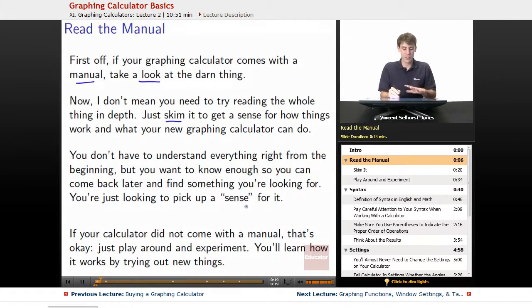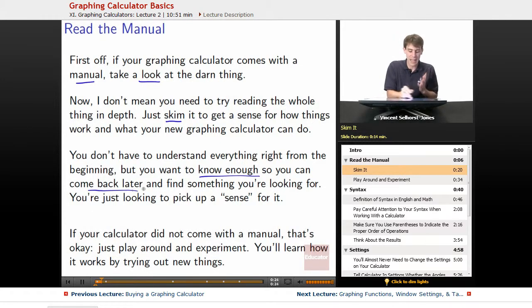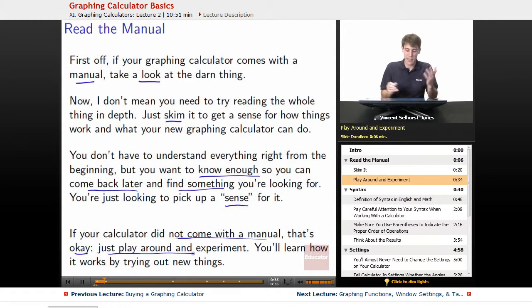You don't have to understand everything right from the beginning, but you want to know enough so you can come back later and find something that you're looking for. You're just looking to pick up a sense of how the graphing calculator works. If your calculator did not come with a manual, that's okay. Just play around and experiment. You'll learn how it works by just trying out new things.